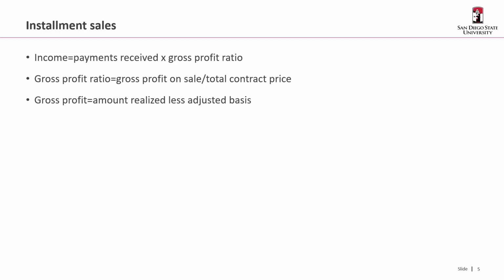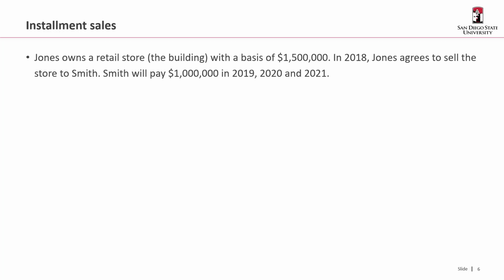So gross profit is the amount realized less the adjusted basis, right? So that is our gain amount. So let's say Jones owns a retail store, the building, and the building has a basis of $1.5 million. And in 2018, Jones agrees to sell the store to Smith. And Smith is going to pay $1 million in 2019, another $1 million in 2020, and another $1 million in 2021. And we can assume that this qualifies for the installment sale treatment, but it does because we can see that the payments are going to be received after the end of the year of sale.